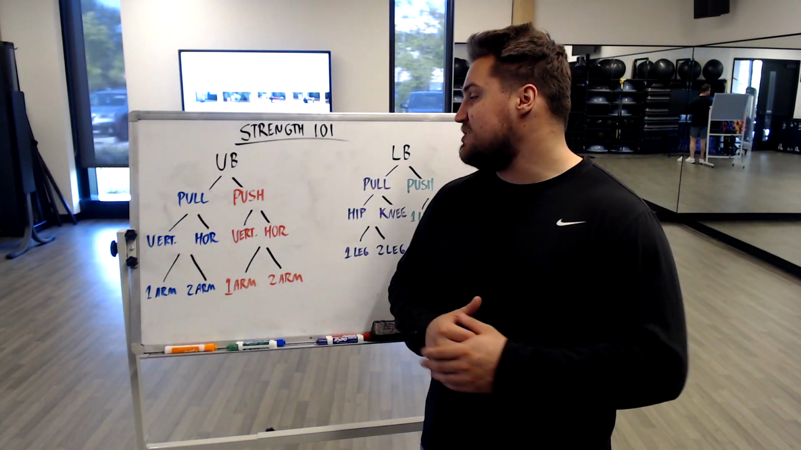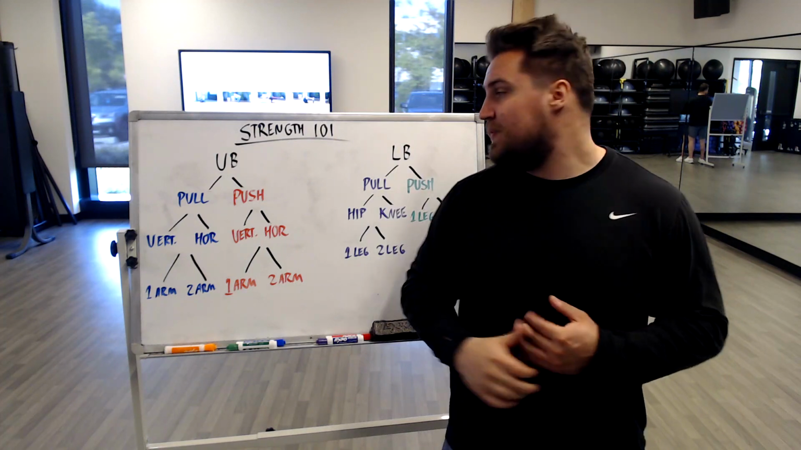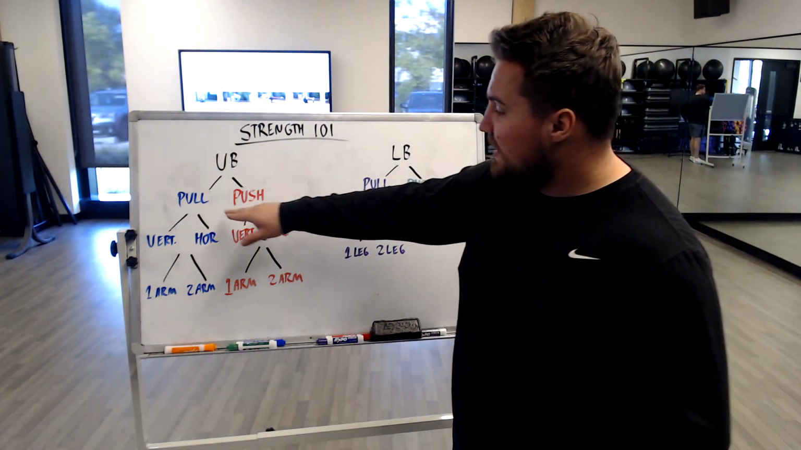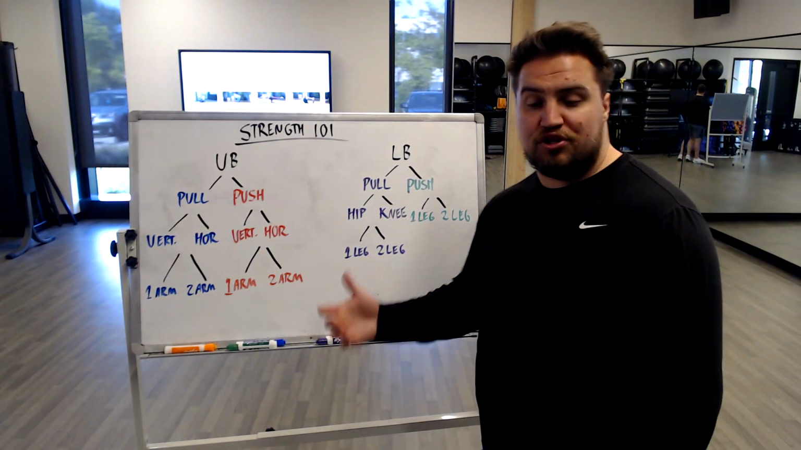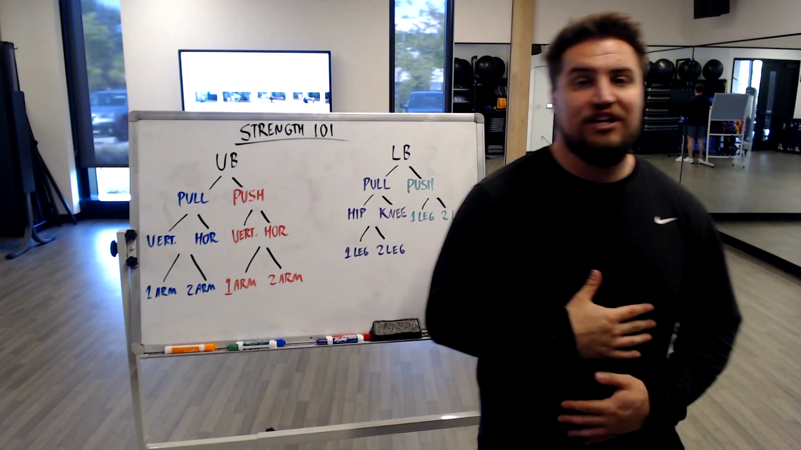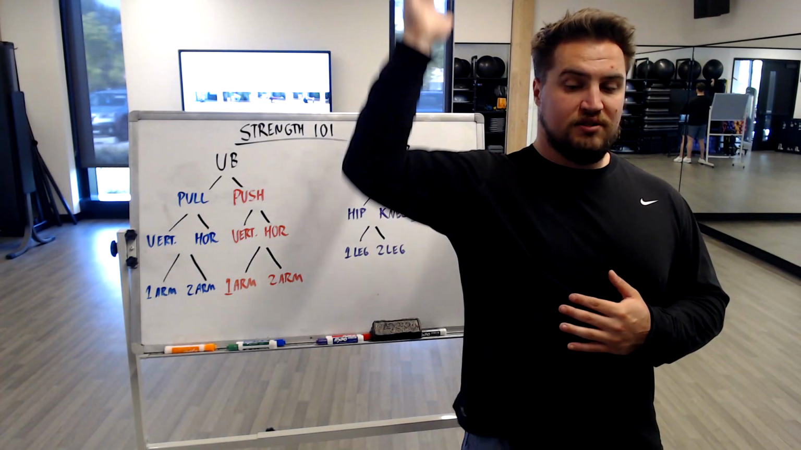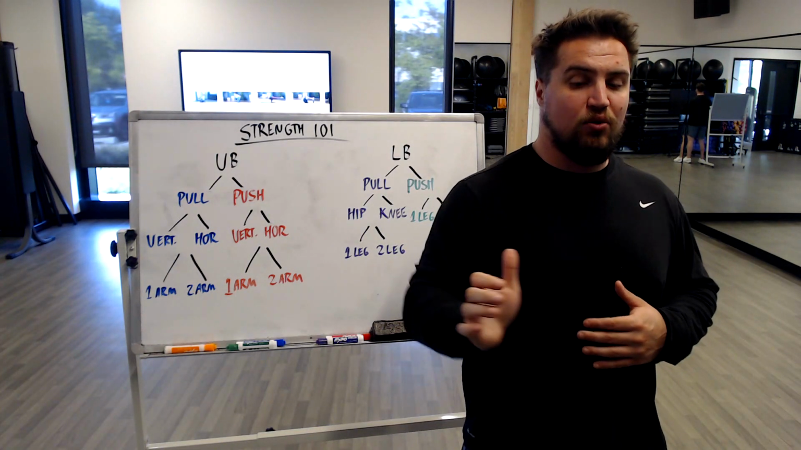So with our upper body, this is pretty intuitive. When I pull, I'm pulling things towards my body. When I'm pushing, I'm pushing things away from my body. This is then going to get broken down further into both vertical and horizontal for both our pushes and pulls. So we can think in relation to my torso, I have vertical pulls and vertical pushes. I also have horizontal pulls and horizontal pushes.